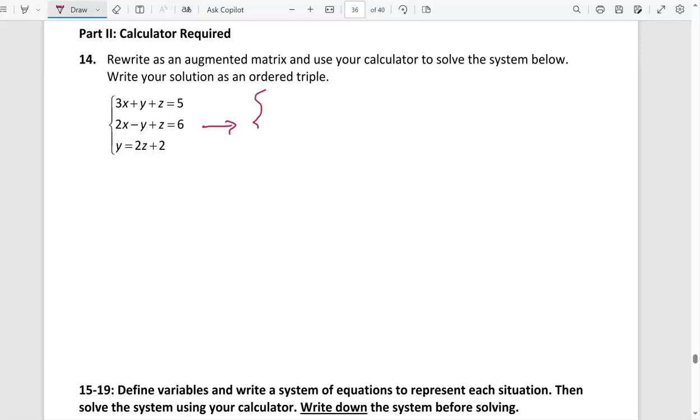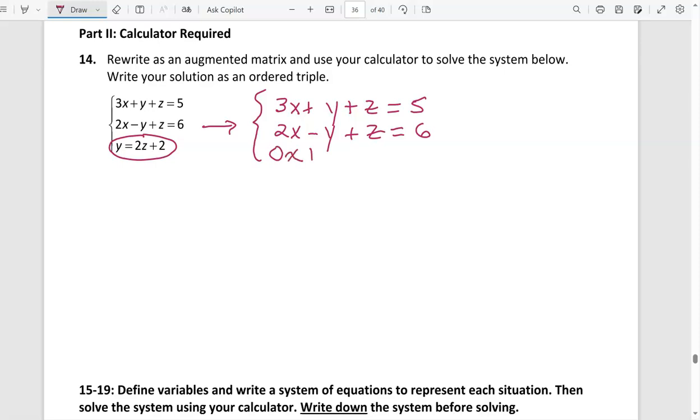So, the first two equations look to be in standard form. 3x plus 1y plus 1z is equal to 5. And 2x minus y plus z is equal to 6. This equation needs to be written in standard form, and so it has no x's in the equation, plus a y, and then we're going to move the 2z to the left side of the equation, so minus 2z equals 2 on the right side of the equation.